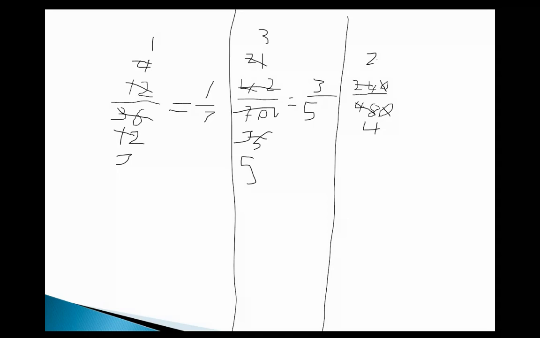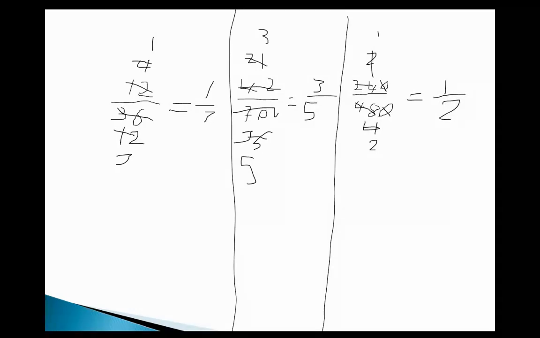Now this is a smaller number to deal with, right? So 2 into 2 goes 1. 2 into 4 goes 2. Hence the answer we get is 1 over 2, or some people call it a half.